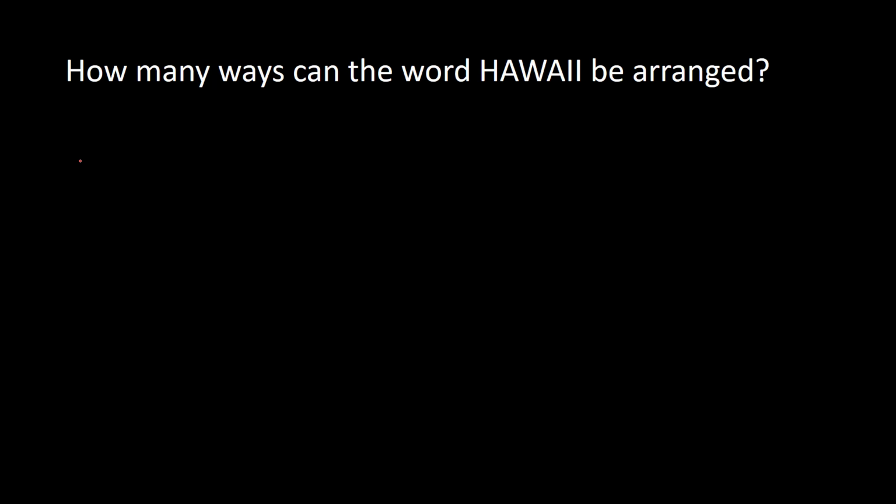Here's another example. How many ways can the word Hawaii be arranged? So we have 1, 2, 3, 4, 5, 6 letters. So we're arranging 6 letters, so I have 6 factorial. And then I divide out the repeats. I have 2 A's, so I divide by 2 factorial. Then I have 2 I's as well, so I divide by another 2 factorial. So my solution would be 6 factorial divided by 2 factorial times 2 factorial.